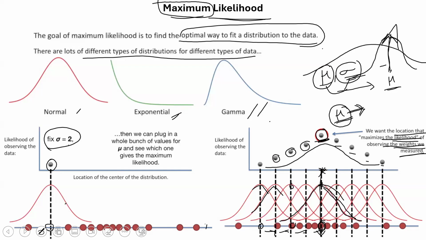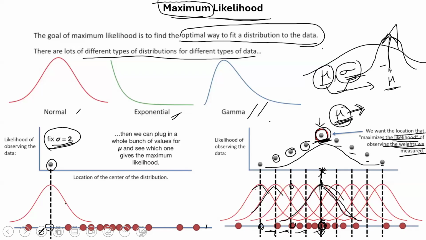Similarly, we have fixed this sigma, and we shifted the normal distributions to the right, to different mu values, and calculated the likelihood at each mu value. At a particular mu value, we got the highest likelihood value, and that indicates that that particular distribution represented the data very well, or fit the data very well. That is the reason why we got the maximum likelihood for that particular mean.